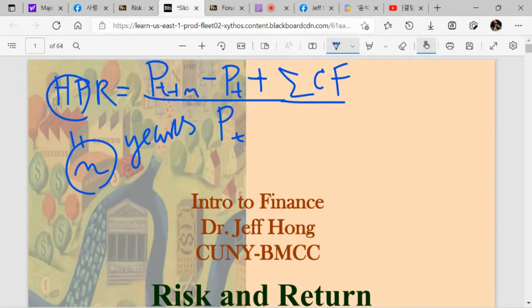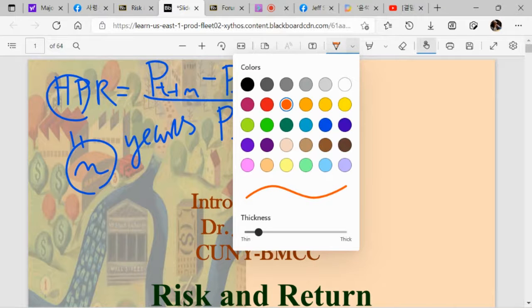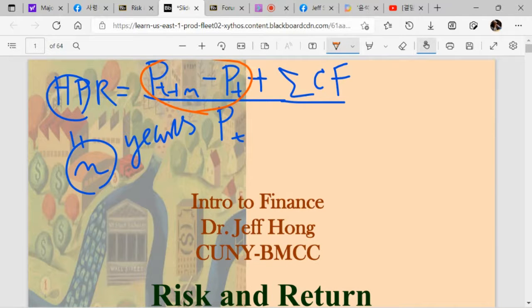And then, remember in our first example, P(t+n) is the price of the house n years later. P(t) is the price of the house at time t, and let's say time t is time zero, when we first bought the house. And obviously then this difference is called capital gains, right? You remember that?